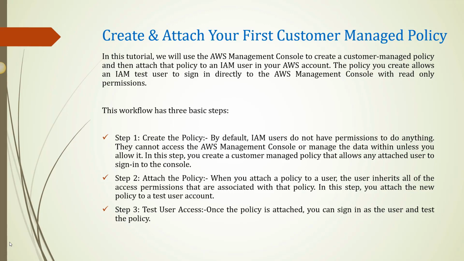Step number 2 is attach the policy. When you attach the policy to a user, the user inherits all of the access permissions that are associated with that policy. In this step, you attach the new user policy to a test user account. And step number 3 is test user access. Once the policy is attached, you can sign in as the user and test the policy. So now let's see all the steps practically on the AWS Management Console.